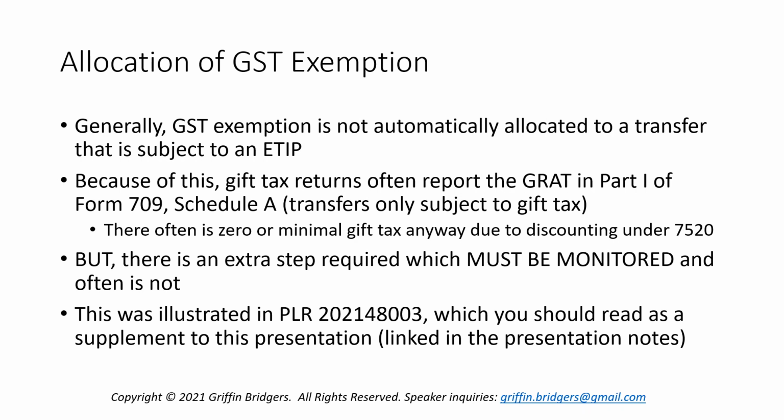So if you could, you'd be allocating zero GST exemption here, but you just can't do that because the ETIP rules say you can't allocate GST exemption up front. Now, a lot of people set it and forget it. They think, okay, we just need one gift tax return, we're done, we can just let it ride. But there's an extra step required, which must be monitored and often is not.